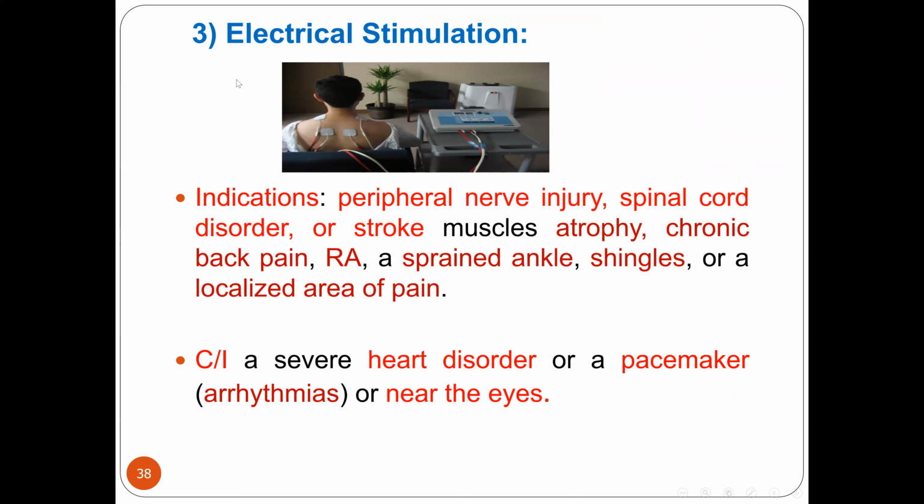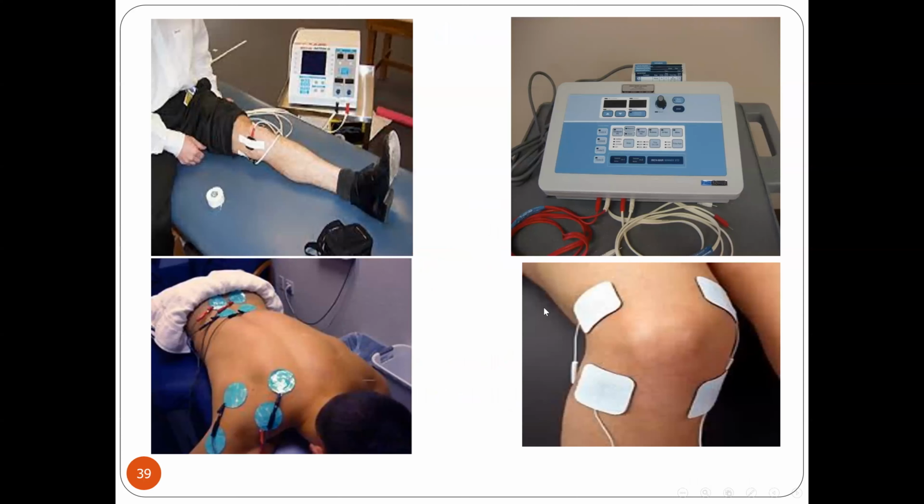Third, electrical stimulation. What are the main indications or contraindications? Electrical stimulation is usually used for neurological injury or deficit, so it's used for peripheral nerve injury, spinal cord injury or disorder, stroke, muscle atrophy, chronic back pain, rheumatoid arthritis, sprained ankles, shingles, or localized area of pain. The main contraindications are heart disorder or pacemaker. Why? Because it can induce arrhythmias, and also over the eyes.